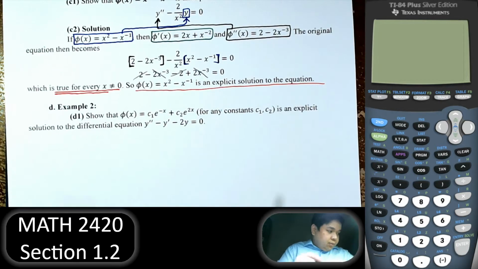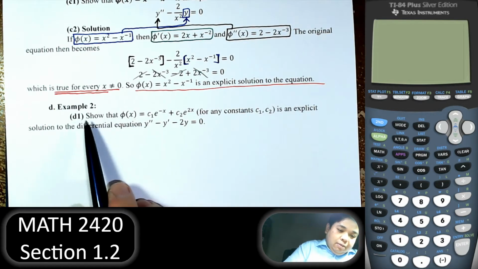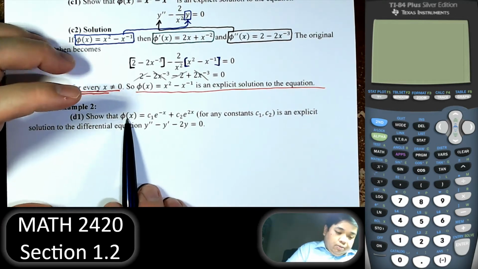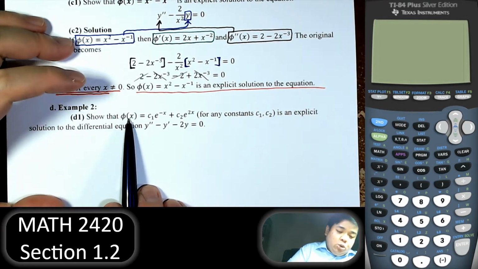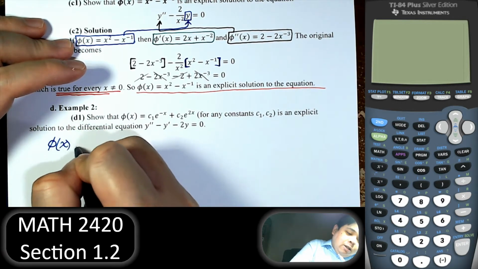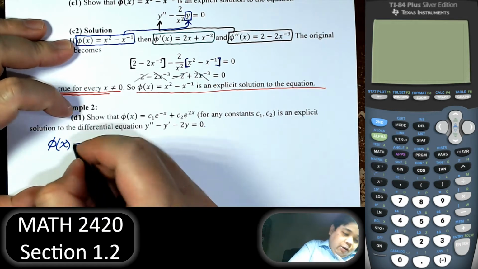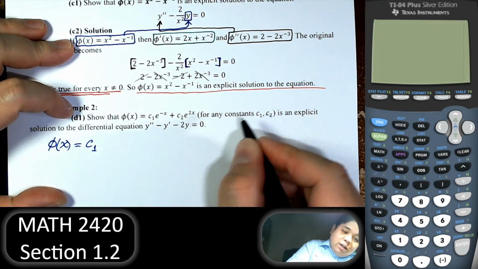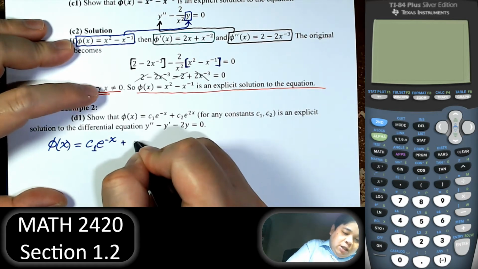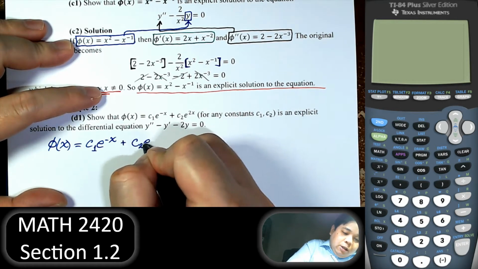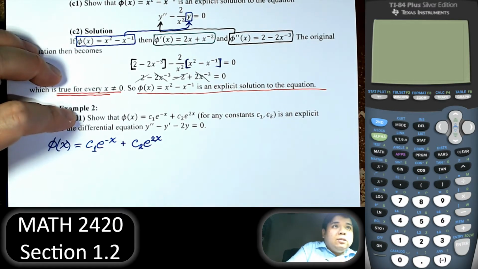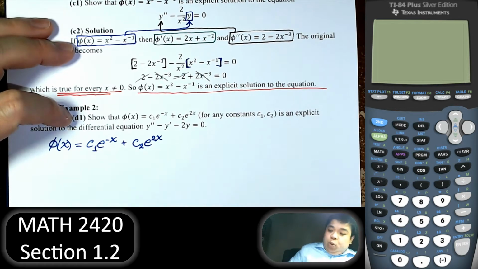Now, we have this equation, right? And the function is given. We need to verify that it is a solution. So the function is c1, a constant, e to the negative x, plus c2 e to the 2x. c2 is also a constant.